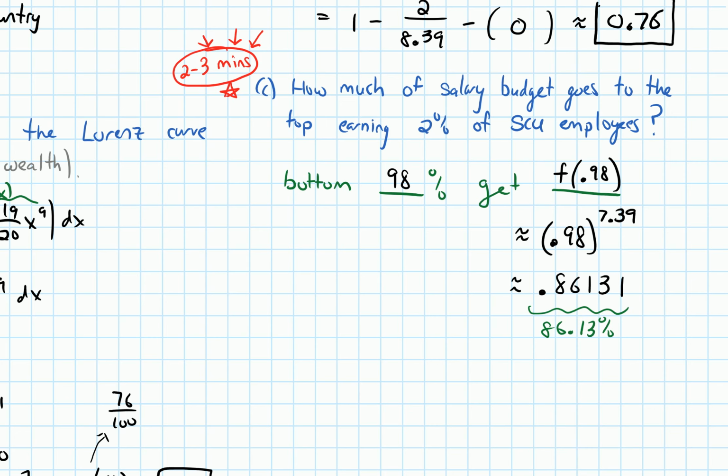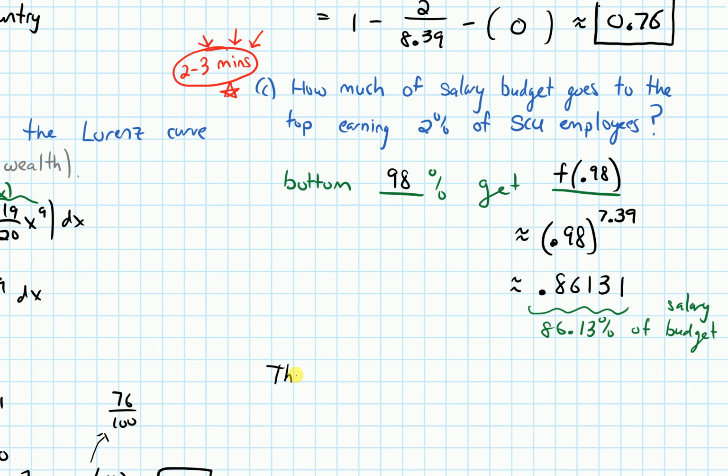And what is that referring to? The resource here was the salary budget, technically. Okay, so now we know how much of the salary budget the bottom 98% of employees get. So we've got to answer the question.